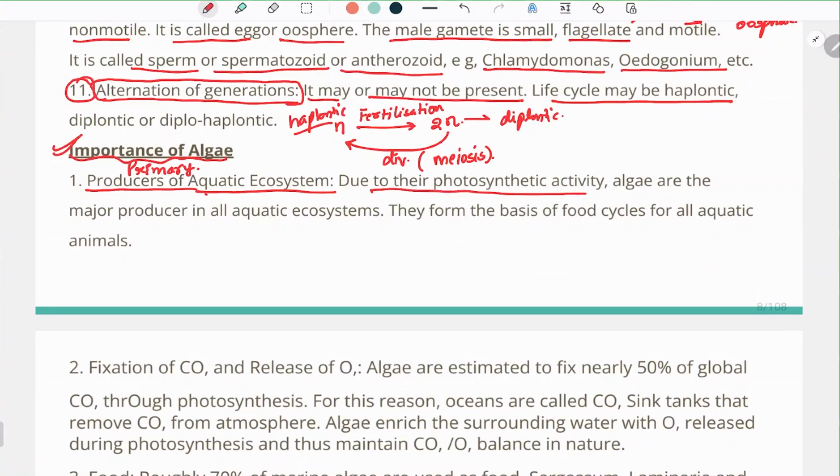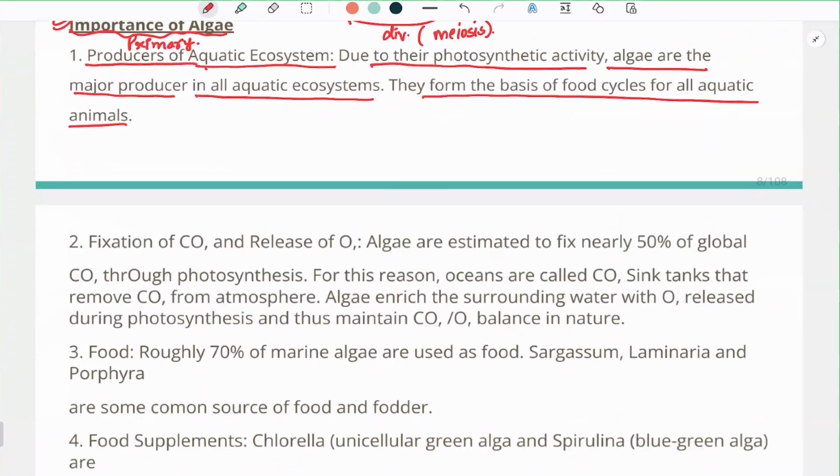Due to their photosynthetic activity, algae are the major producers in all aquatic ecosystems. They form the basis of food cycles for all aquatic animals. Fixation of carbon dioxide and release of O2: CO2 is fixed and then O2 is released. That means all the oxygen in water as well as in the environment comes through the algae, because they are the primary producers and the largest producers.